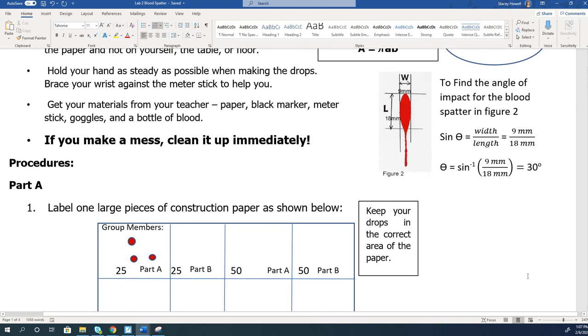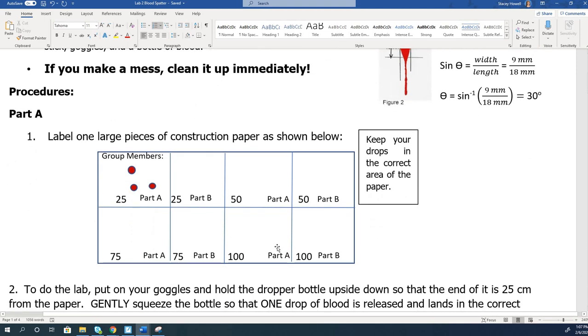We're going to go get some butcher paper. Since the butcher paper is so big, instead of doing it long like it shows on your sheet, we're going to take one part and divide it like this. So we have a part for A, a part for B, a part for A, a part for B at the same height. On part A, you're going to hold it 25 centimeters above and drop in 3 different places. Then do it at 50, 3 different places in that square. And then 75, 3 different places.